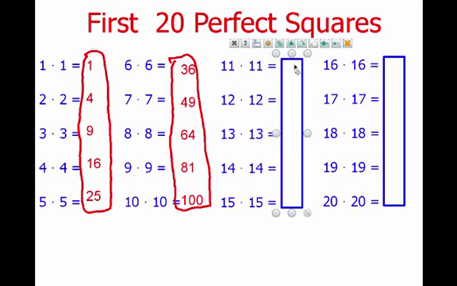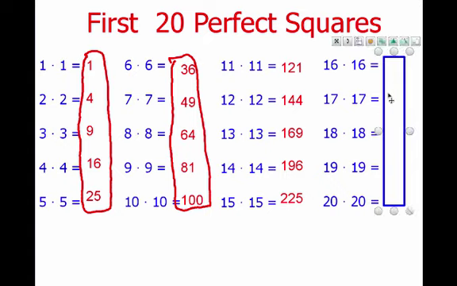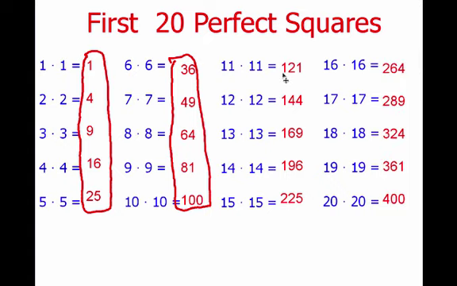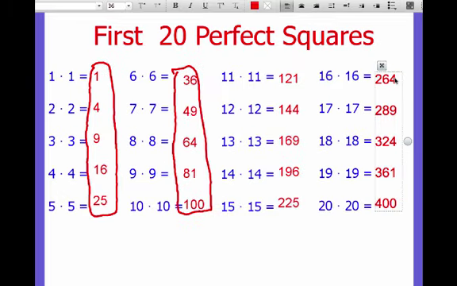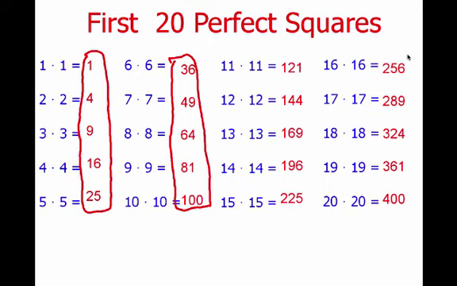The second group of 10 perfect squares are these. So we've got 11 times 11, which is 121, 12 times 12, which is 144, 13 times 13, which is 169, 14 times 14, which is 196, 15 times 15, which is 225, 16 times 16, which is 256. Sorry, I said 264, that's not correct. It's 256. 17 times 17, which is 289. 18 times 18, which is 324. 19 times 19, which is 361. And 20 times 20, which is 400.